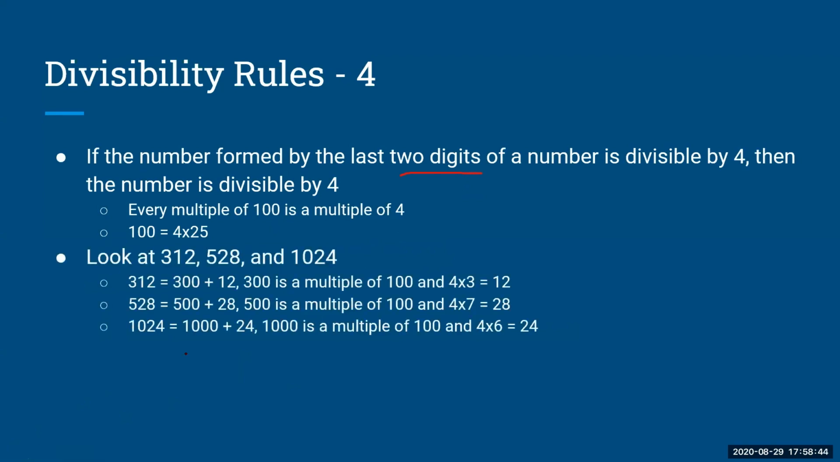So 312, 528, 1,024. You can either look at the last 2 digits, which are all divisible by 4, because 12 is divisible by 4, 28 is divisible by 4, 24 is divisible by 4. Or you can split it up, into 300, 500, 1,000, all of which are multiples of 100, and they're all divisible by 4, and you can see what's left right here.